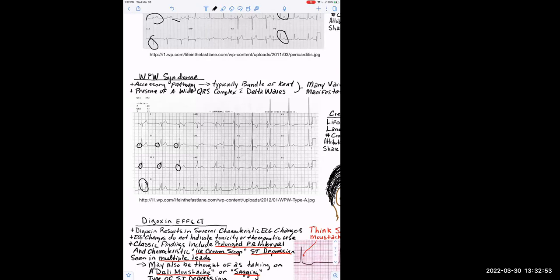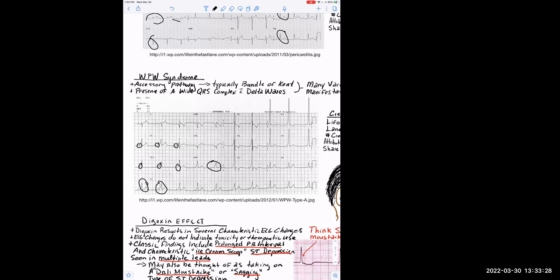QRSs, best seen here in lead two again, and aVF also, okay? You have these widened QRSs. So that is a hallmark 12-lead EKG indicative of Wolff-Parkinson-White syndrome. So our take-home points: the characteristics of this 12-lead are, number one, a shortened PR interval. Number two, the presence of a delta wave. And three, a widened QRS.